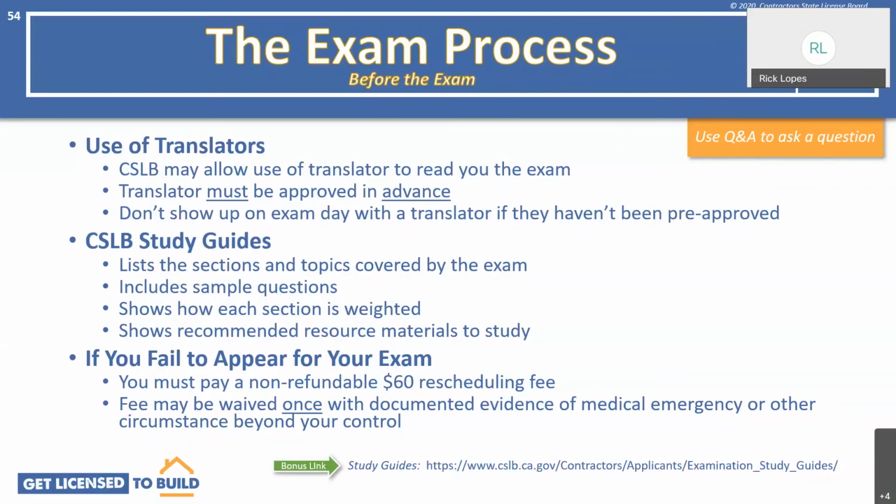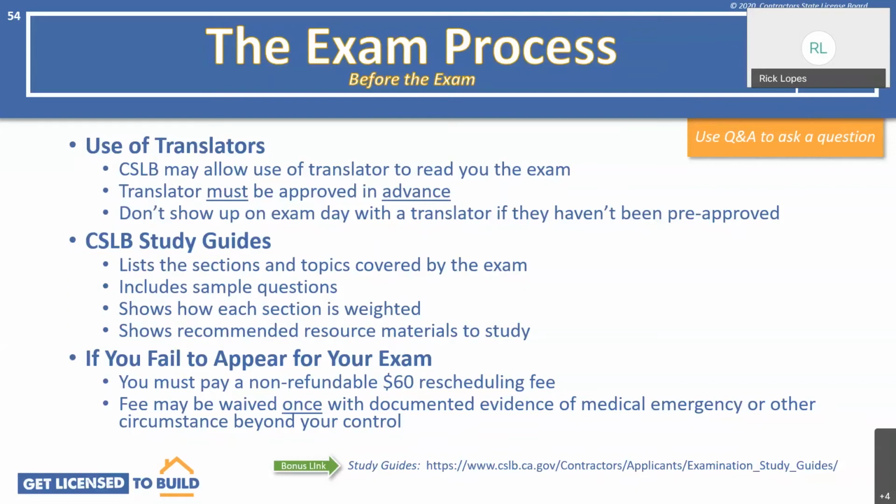Also, we've got study guides available for each exam. Included in each study guide, you'll find a list of sections and topics covered by the exam. They also include sample questions, how each section of the exam is weighted, and recommended resources that you can use to prepare for your examination. The study guides are available on our website. There is a link for them at the bottom of your screen. We did get a couple of questions about that, so that's where you're going to find the study guides.